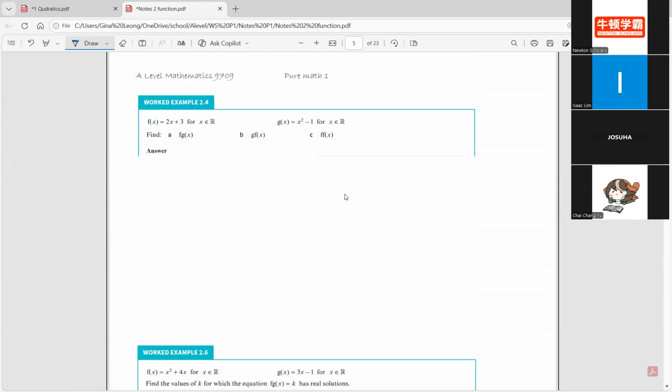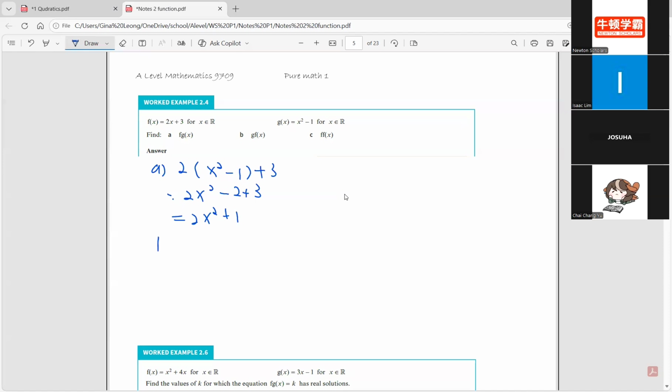Then we go for the second one. He asked you to get the fg. So you just put the g into your f. So 2, then x squared minus 1, plus 3. Try to simplify. As long as we can simplify, then we simplify. So this is your answer.